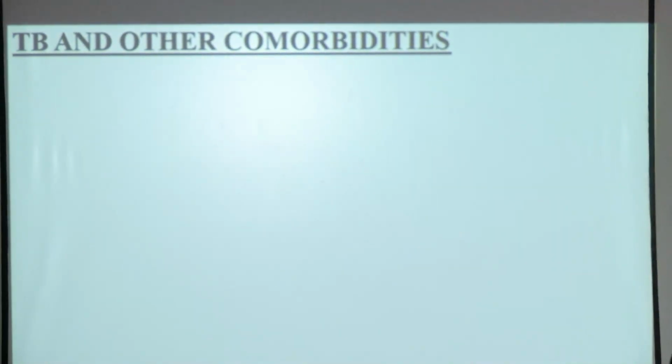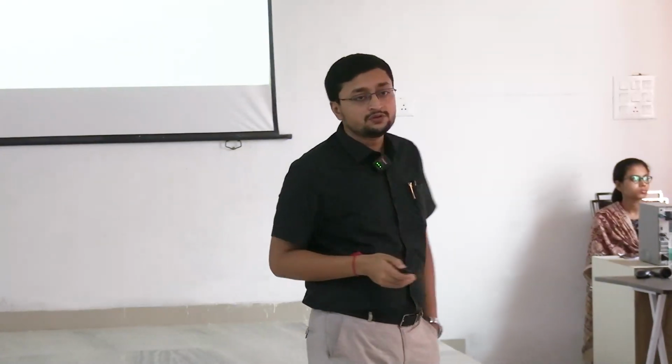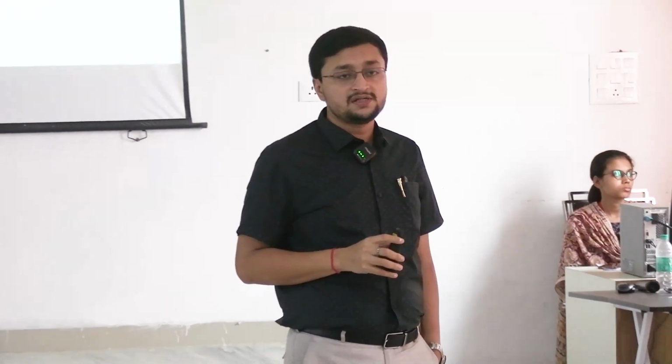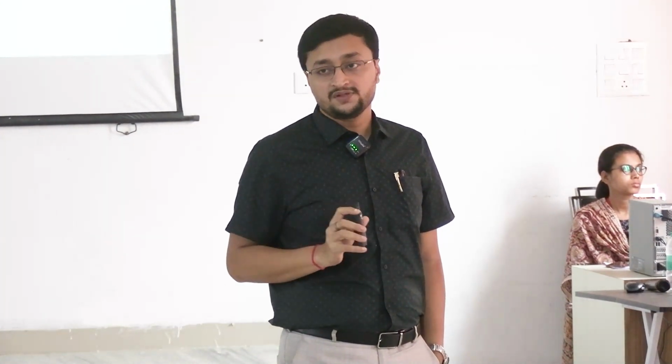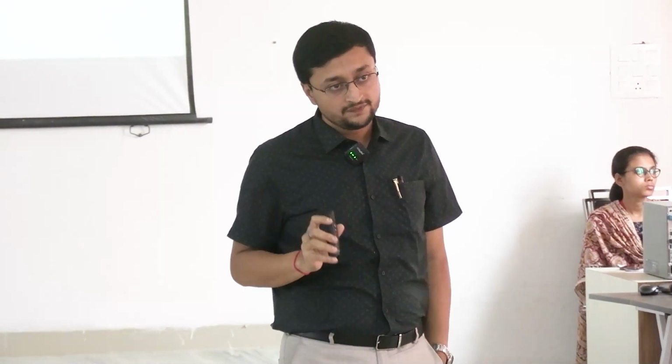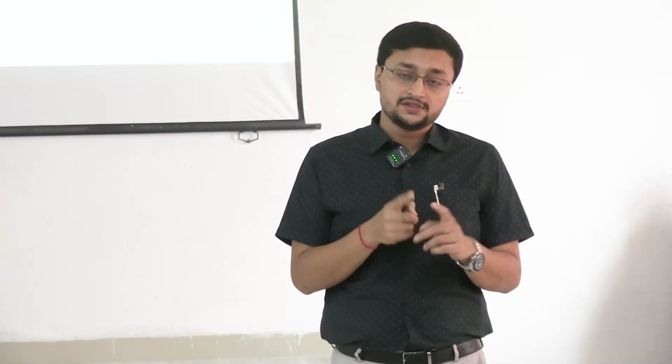Next, TB and other comorbidities. The most important two comorbidities are diabetes mellitus and HIV. So diabetes mellitus and HIV, both uncontrolled. Diabetes mellitus is a state of immunocompromisation, right? So in case of uncontrolled diabetes mellitus, the chance of tuberculosis is higher, and vice versa.